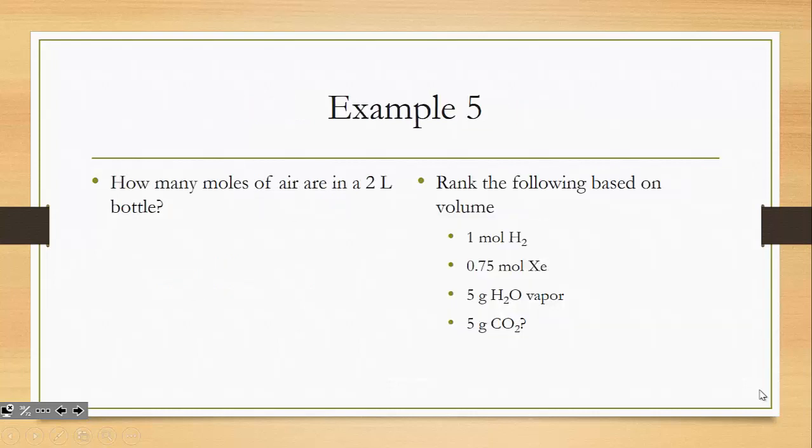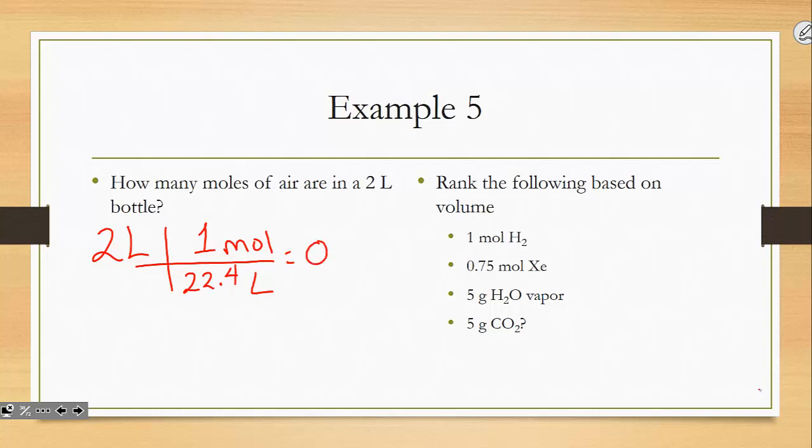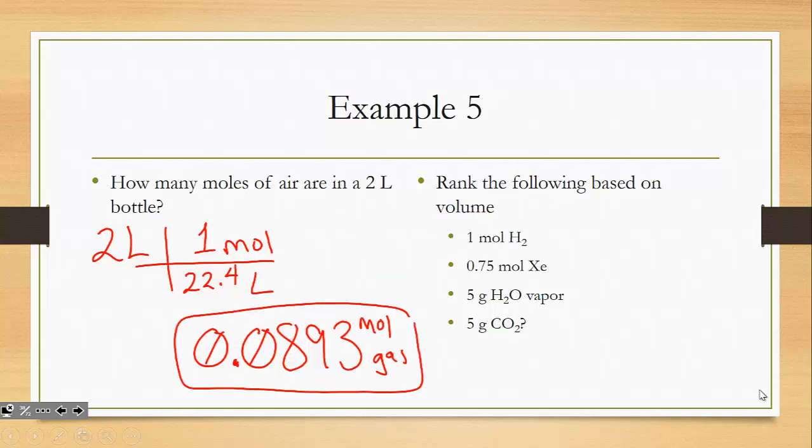So if I have a 2-liter bottle of air, how many moles of air do I have? Well, 2 liters, we can use our factor label method to convert from liters into moles. For every 1 mole of any gas at standard temperature and pressure, it is 22.4 liters. So 2 times 1 divided by 22.4, we have 0.0893 moles of gas.